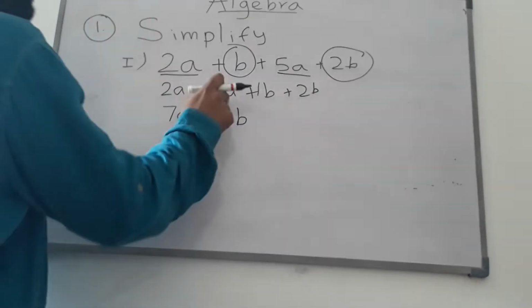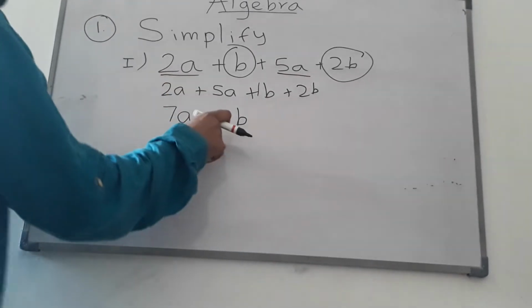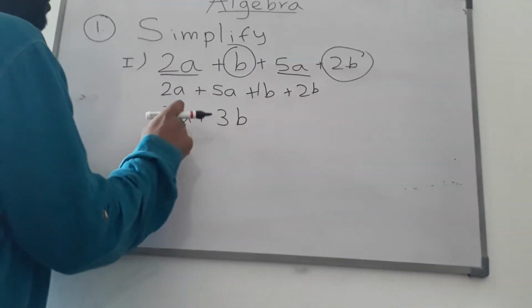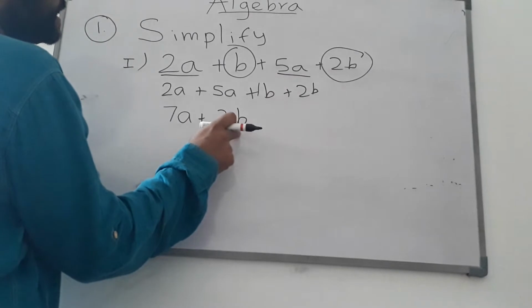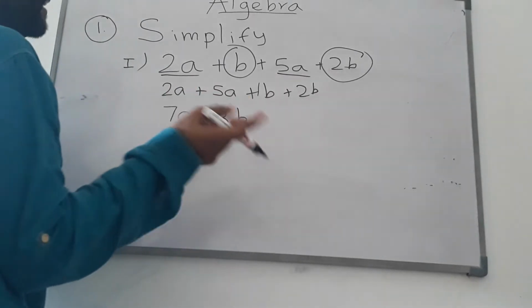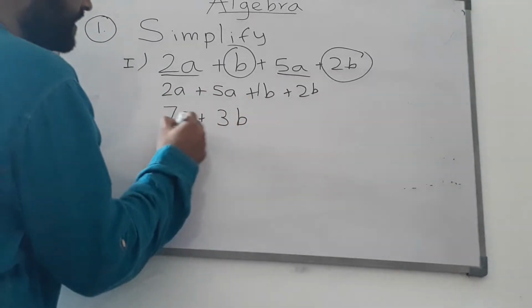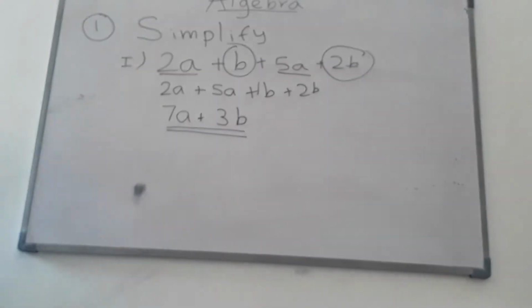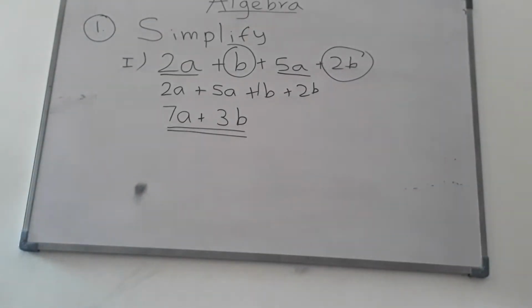Okay, 2a plus 5a means 7a. b plus 2b means 3b. More than that we can't simplify. Why? Because one is an a term, the other one is b terms. Different terms cannot be added or subtracted. So this is the final answer of this particular algebraic expression. Next question.